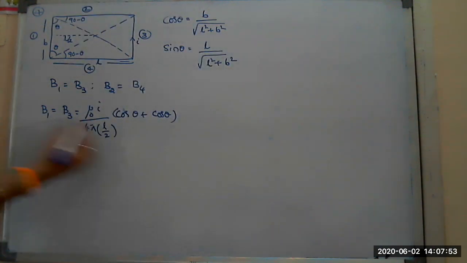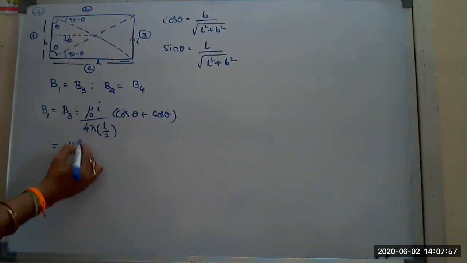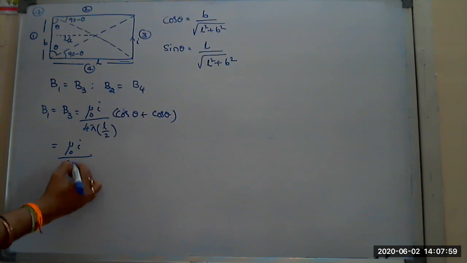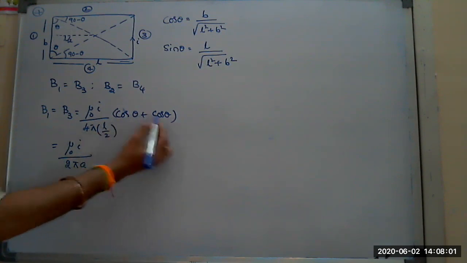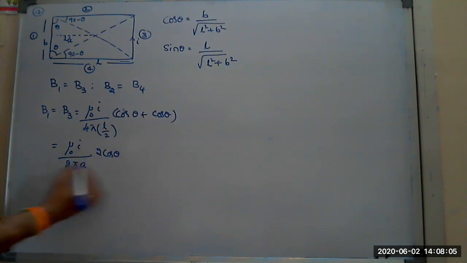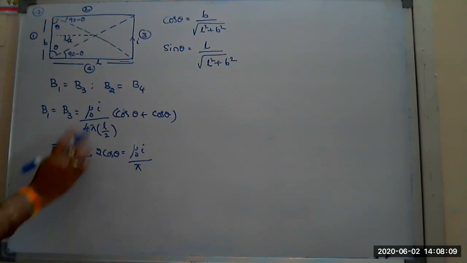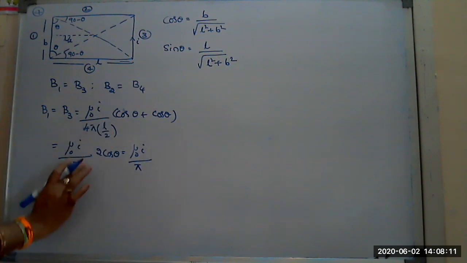So you are getting 2 times cancel. Then you are getting mu naught I by 2 pi a into cos theta plus cos theta, that is 2 cos theta. Again 2 cancels. You are getting mu naught I by pi, sorry, this is L.